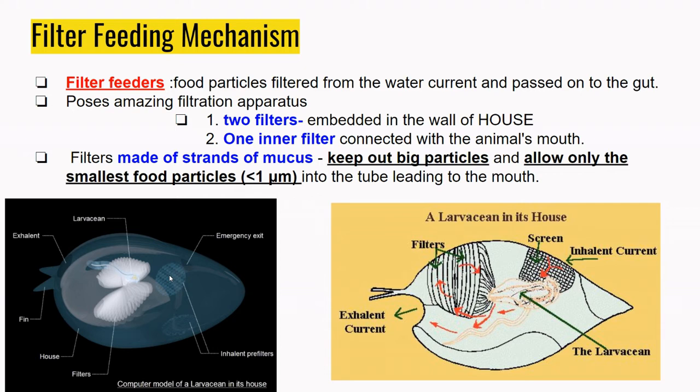These filters are made up of strands of mucus which help them to keep out the large particles and allow only the smaller particles, which are less than 1 micrometer, to enter into the tube, which may lead into the mouth.